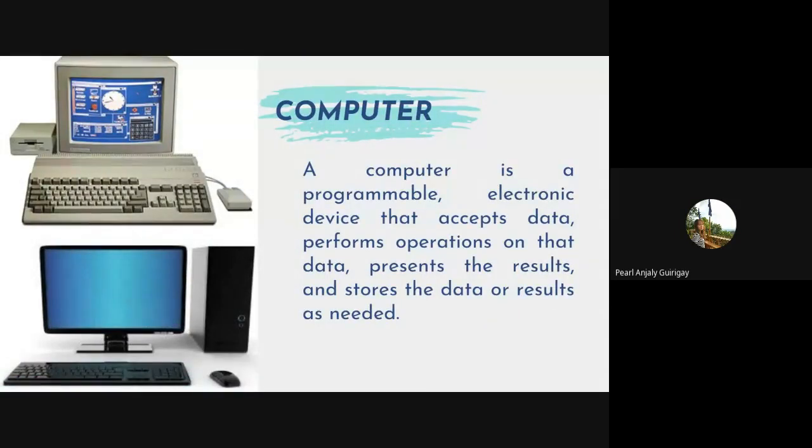So, a computer is a programmable electronic device that accepts data, performs operations on that data, presents the results, and stores the data or results as needed. The purpose of the computer is to perform calculations, store information, retrieve data, and process information. A computer has a program or computer language that tells the computer how to fulfill its purpose. The computer will only do what it is programmed to do.